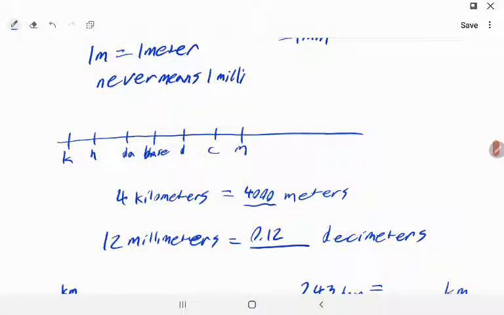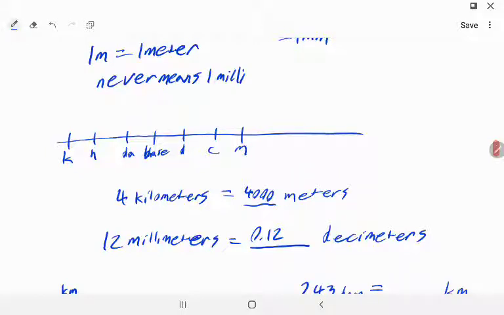So if we want to convert between metric measurements, we can use a nice number line. We notice that if we have our prefixes kilo, hecto, deca, base units, deci, centi, milli, we can just move a decimal point left and right. So if we have 4 kilometers, and we want to know how many meters, we can just move 3 to the right. We go 1, 2, 3 to the right to get 4,000 meters.